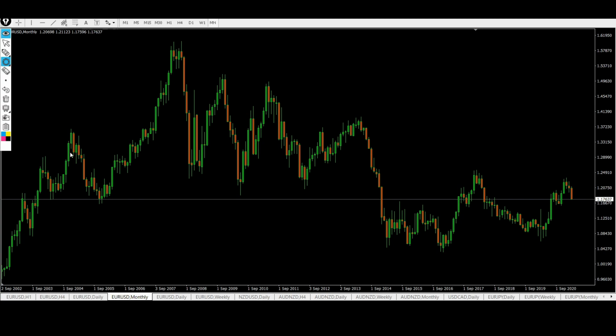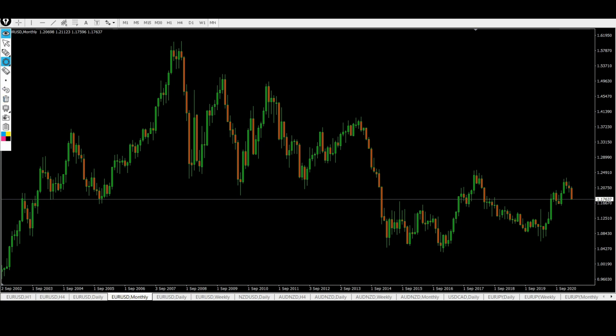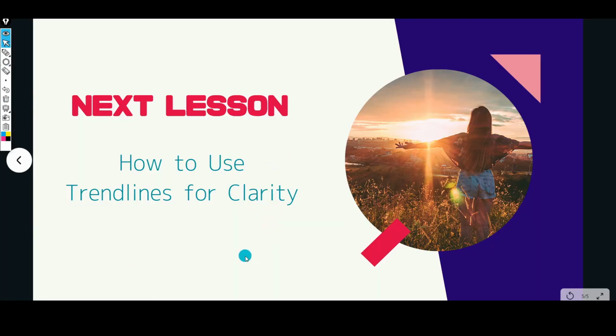So what this currency pair did from 2001 to 2014 and what it's been doing from 2014 to the current. It tells us the story of a currency pair. Okay, so in the next lesson, we'll get into how to do that. So that was it for this lesson.